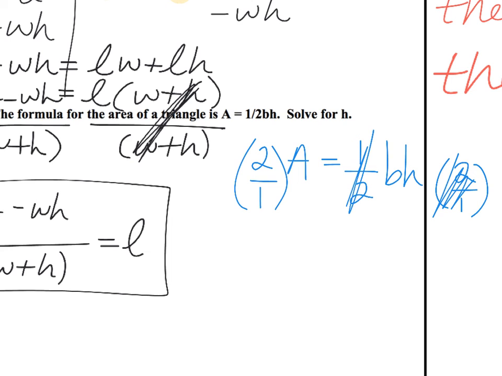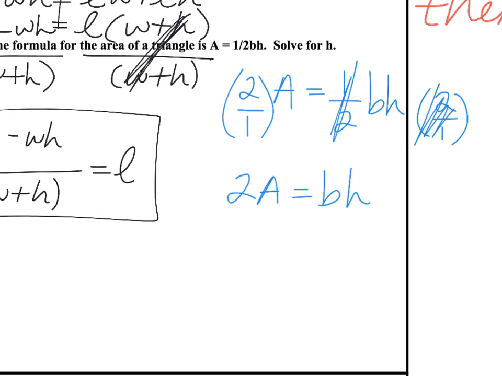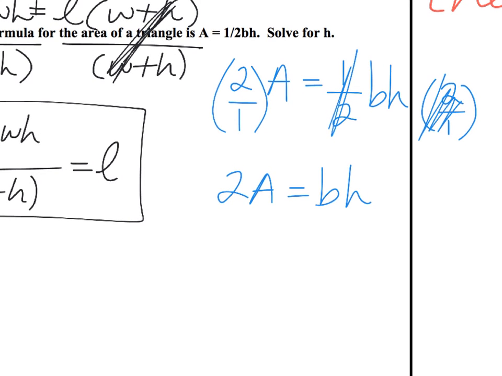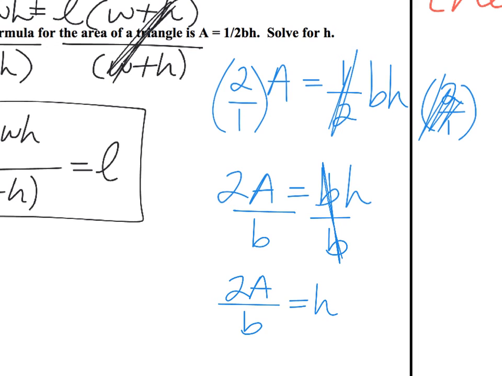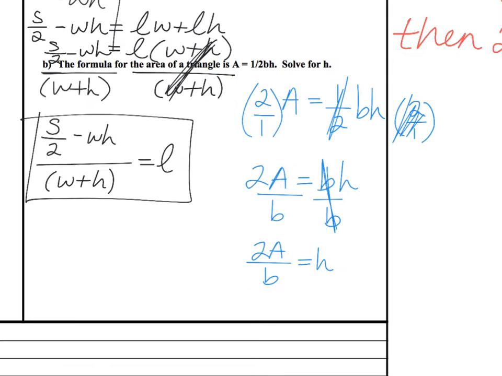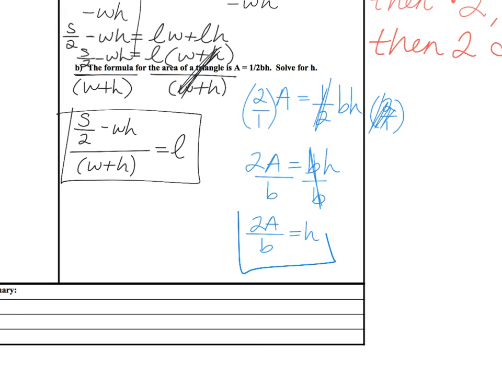So that would give me just 2a is equal to bh. B is being multiplied. How do you undo multiplication? Divide. Divide by b. So 2a divided by b is equal to the height. That one maybe wasn't so bad.